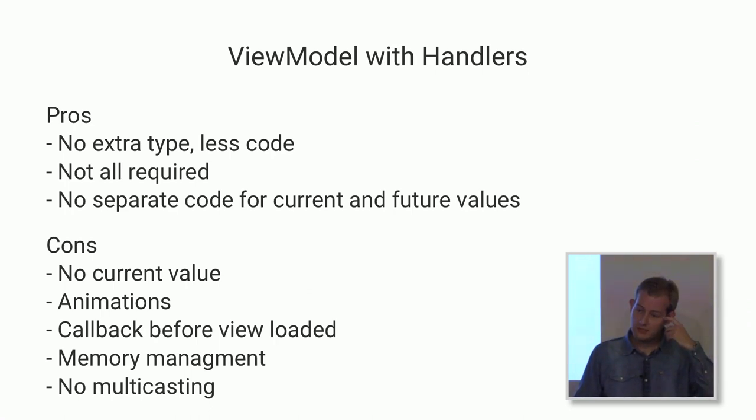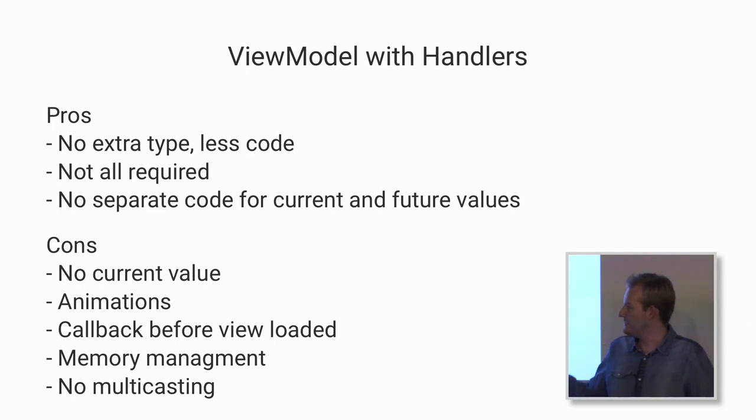You're not required to listen to all the changes for all the properties, only the ones you're interested in. And in this way, with immediately calling with the current value, there's no separate code for having to deal with the current value and future values. It's all the same flow of code. So there's less room for error where you have something for the initial version and other code for the second versions.